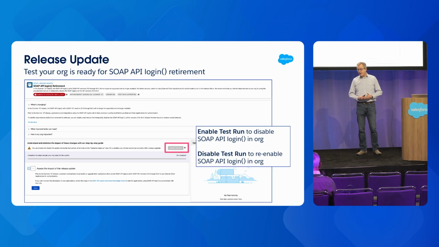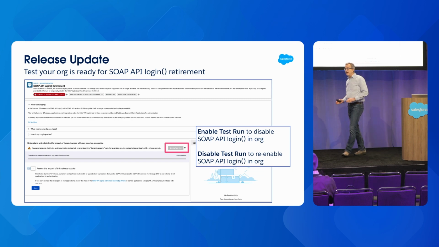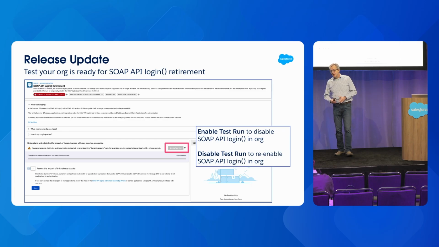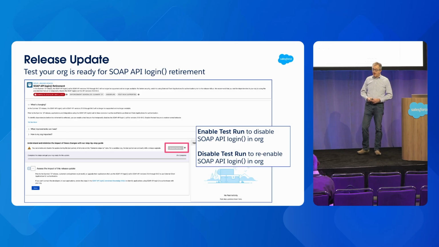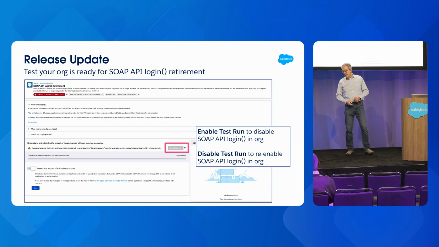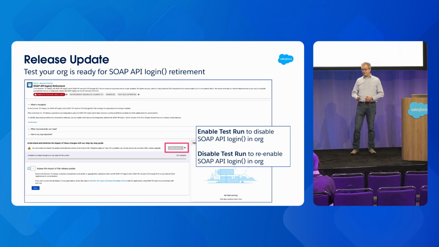So if you enable that test run, it will disable SOAP API login in your org. All the previous mechanisms I talked about with the use of the Use Any API Client user permission are disabled as well. And so by testing this, it gives you an idea of how your org will behave when SOAP API login is retired in Summer '27. And then you can disable the test run to re-enable the login operation.